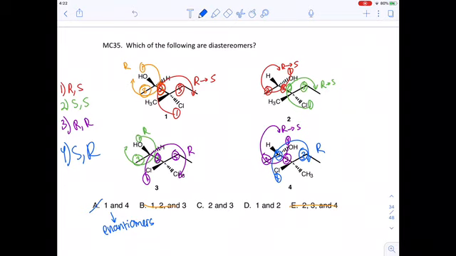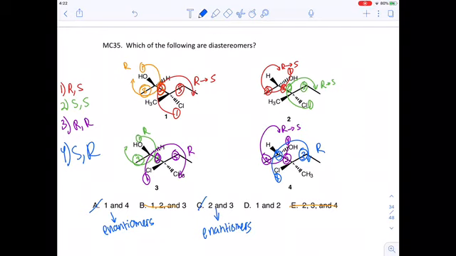For a diastereomer, only one of the stereocenters has to change. So A is not it. Looking at C, we have 2 and 3. So 2 is SS and 3 is RR. Again, both of these changed, both of the stereocenters changed, so you have another pair of enantiomers. Finally, looking at D, 1 and 4, you have RS, and then you have SR.